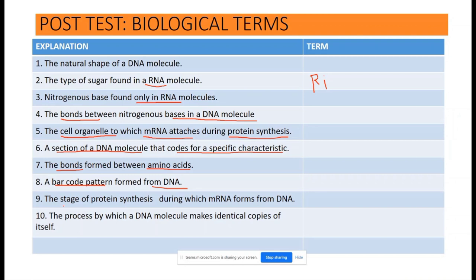A stage of protein synthesis during which mRNA forms from DNA, and that would be transcription. Well done. I'm seeing quite a lot of correct answers, and the process by which DNA makes identical copies of itself, replication or DNA replication. Well done to the class this afternoon. I think most of the answers that came through here are the correct answers.